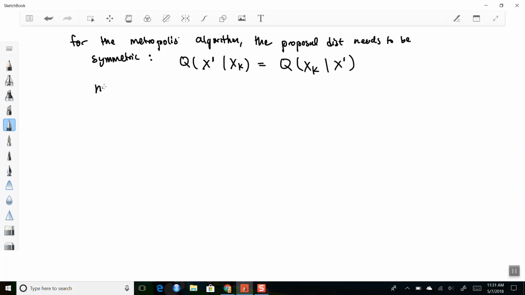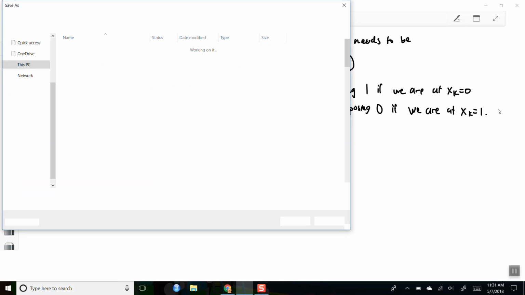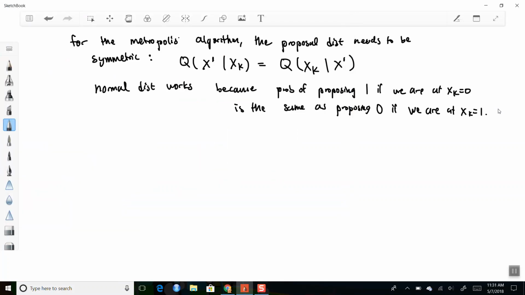So the normal distribution works because basically the probability of proposing 1 if we are at x sub k equal to 0 is the same as proposing 0 if we are at x sub k equal to 1. So that's the requirement for the Metropolis algorithm, is that your proposal distribution has to be symmetric. Okay. All right. So then you have a proposed value. With your proposed value, you will either accept or reject it.